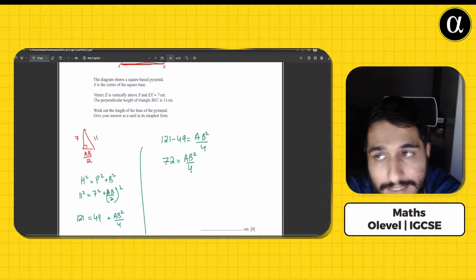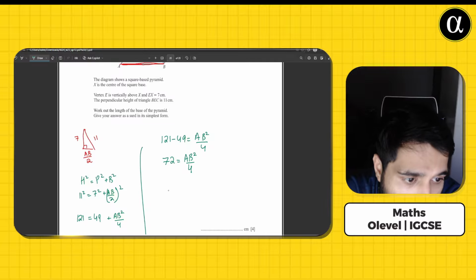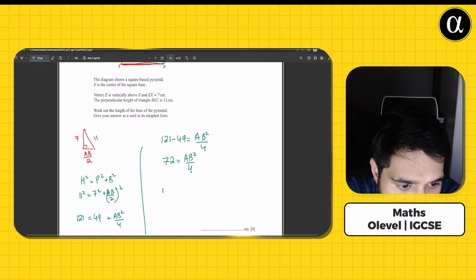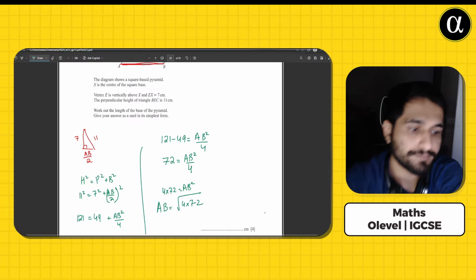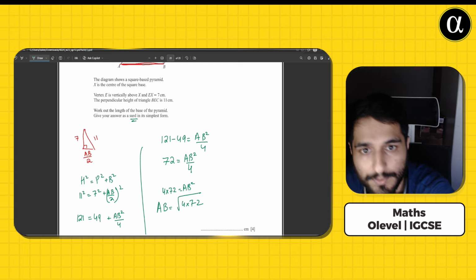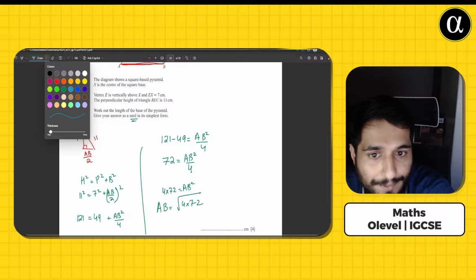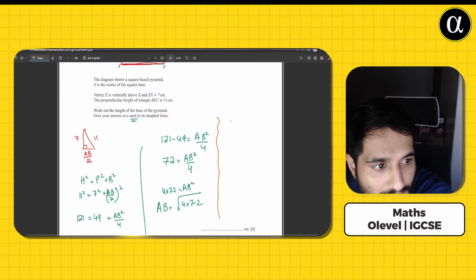We're supposed to calculate the base length, so we're supposed to find AB. So we make it the subject. The 4 will be multiplied on this side, so this becomes 4 into 72 is equal to AB squared. And the value for AB is going to be the square root of 4 into 72. Now, the examiner wanted us to answer it in the surd format. So what we can do is write this as a product of prime factors. This 4 can be written as 2 squared.